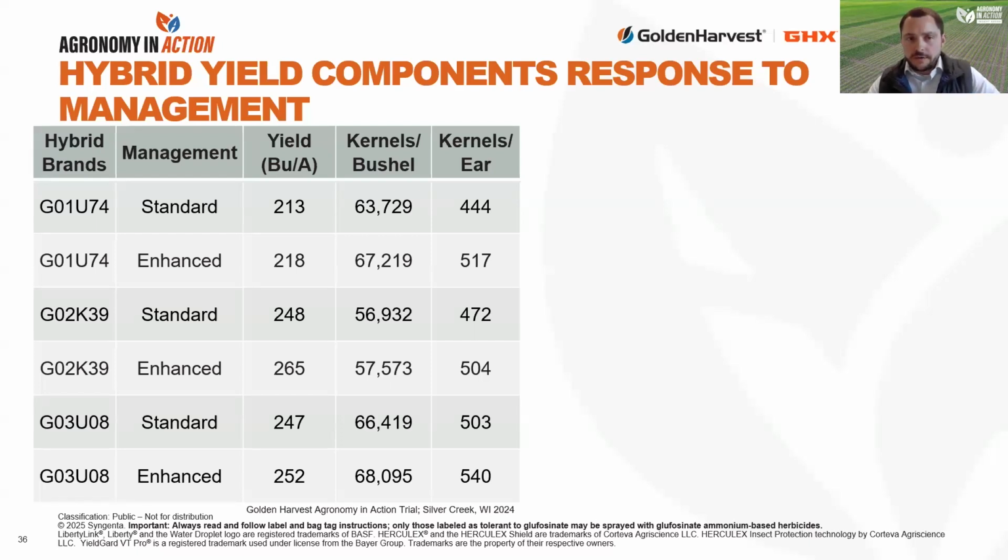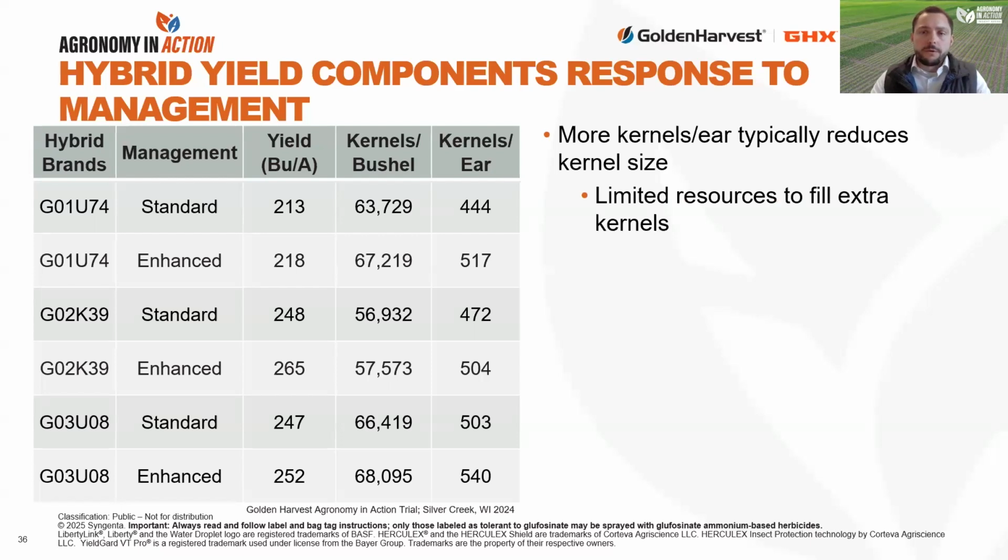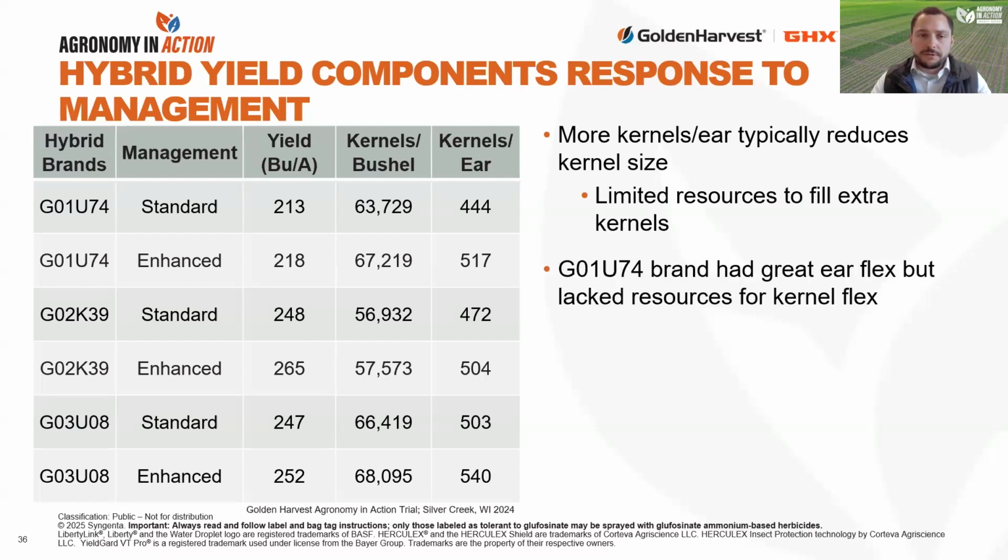And it's interesting to look at how the different hybrids create yield, because there's a trade-off between the kernels per bushel, kernels per ear as well. Typically, the more kernels on the ear reduces kernel size. I think we can all understand that, and that's simply because we have limited resources to fill the extra kernels. But if we break down each of these 3 hybrids, we felt that with the O1U74, we actually had really good ear flex, but we didn't always have the resources, at least in this scenario, to get the kernel flex.